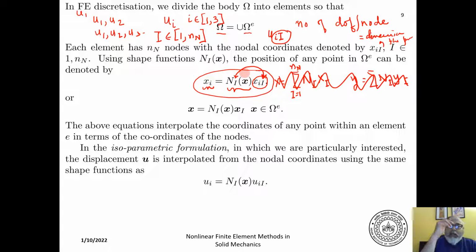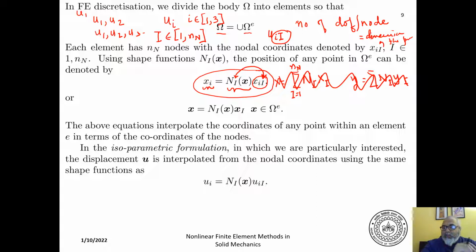Right now, again, I want to emphasize that this notation is a bit cumbersome. It's not as elegant and as smooth as the index notation that we have learned for Cartesian tensors. But it works in the case where the dimension of the problem determines the number of degrees of freedom at every node, and we are using the isoparametric formulation.